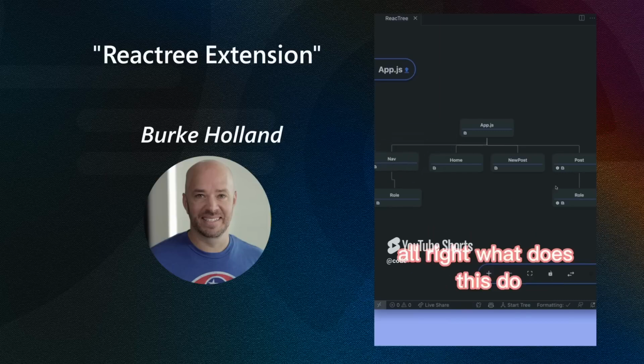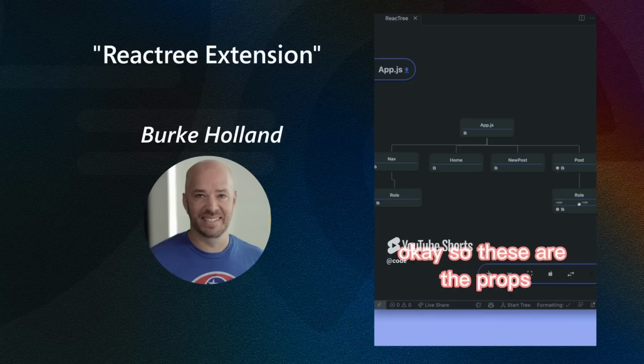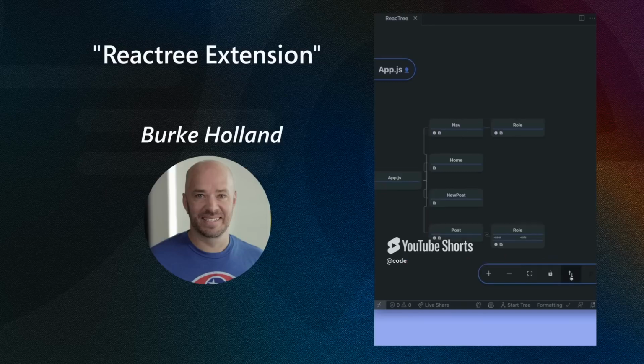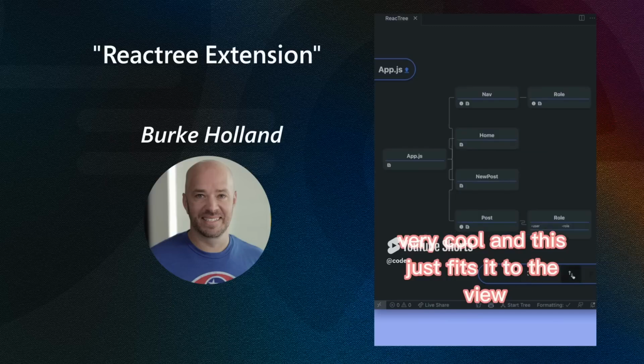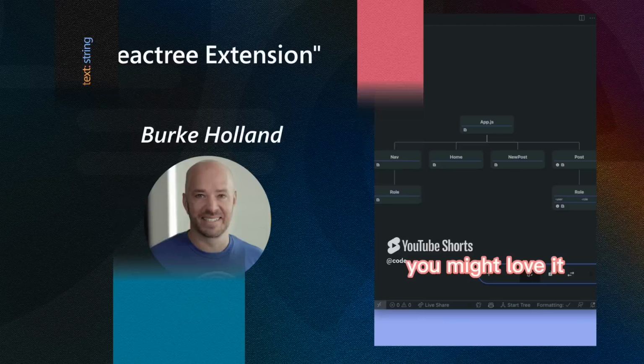All right. What does this do? This eye right here. Oh, these are props. Okay, so these are the props. If I click here, it goes to the file. Very nice. All right, what does this do? Changes the orientation. Very cool. And this just fits it to the view. So if you're working with really large React apps, check out React Tree. You might love it.